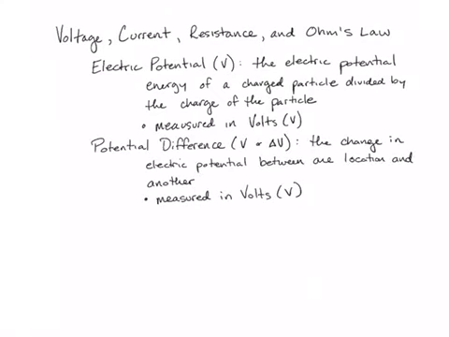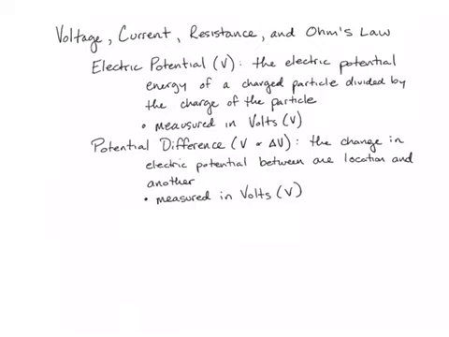Alright, so as you can see, the symbol V is also used for potential difference, although some people use delta V to show that it is a change. And so both of them are measured in volts. One is really just talking about a value compared to some other place that has a value of 0. That would be electric potential. Whereas potential difference is really talking about the difference between the electric potential at point A and point B.